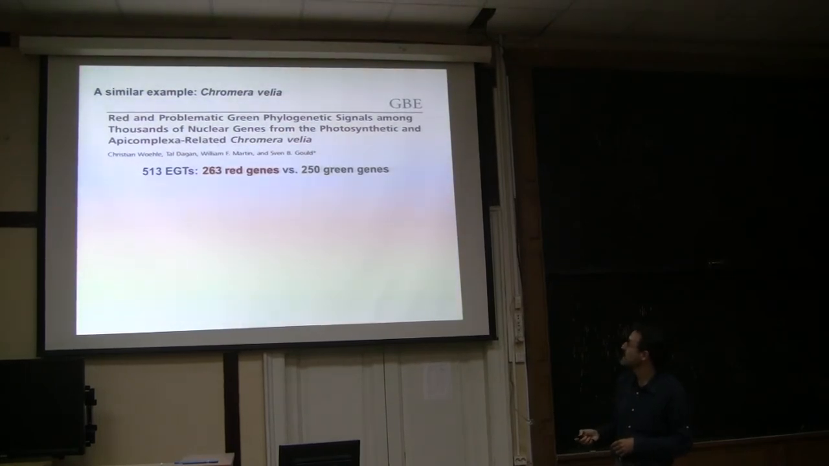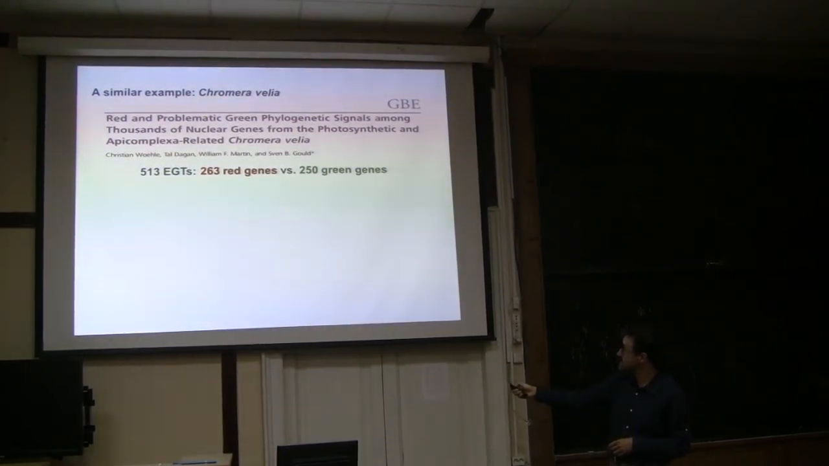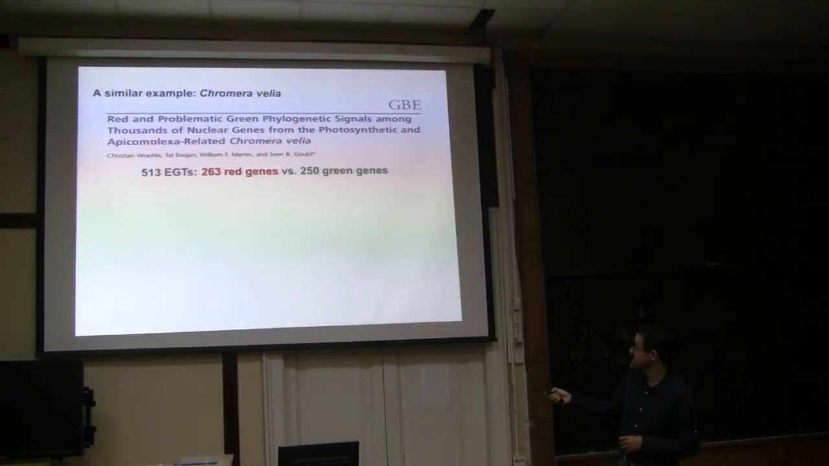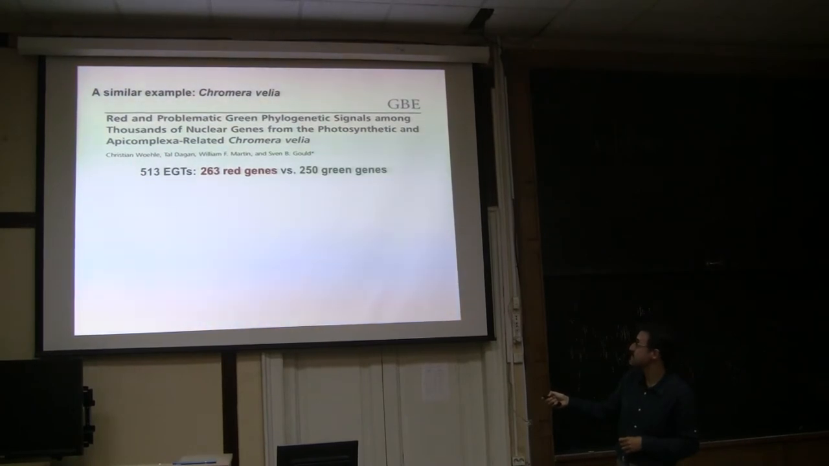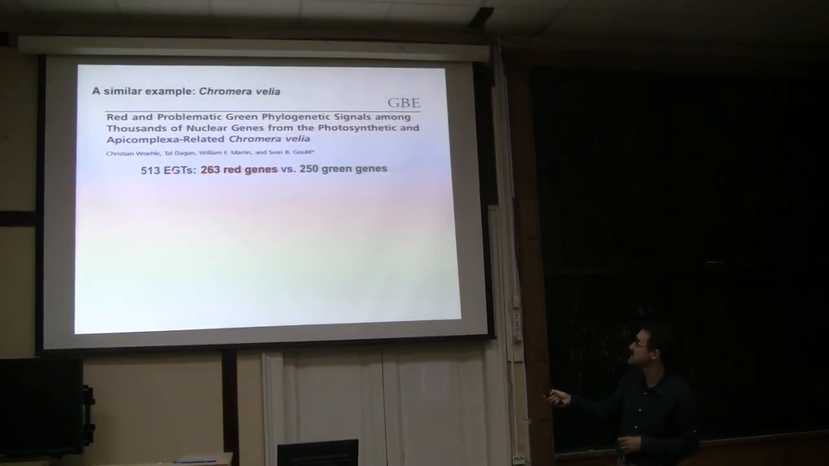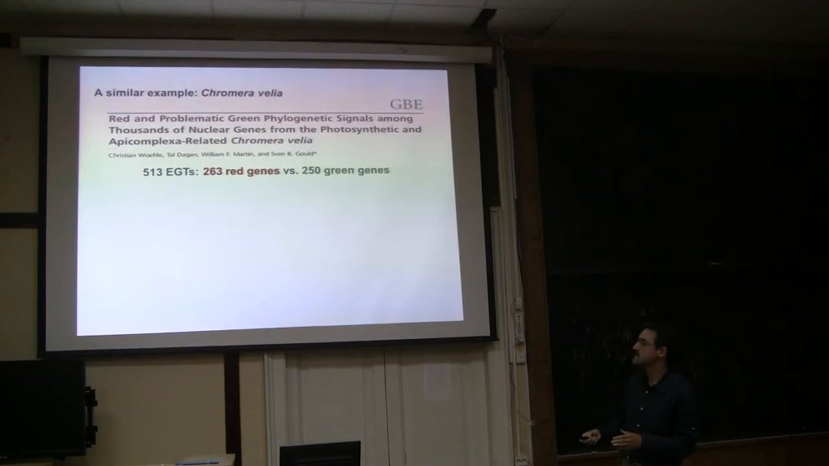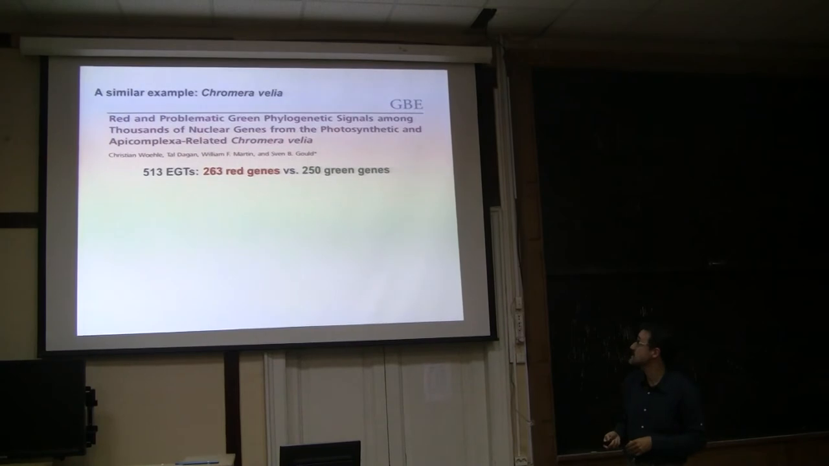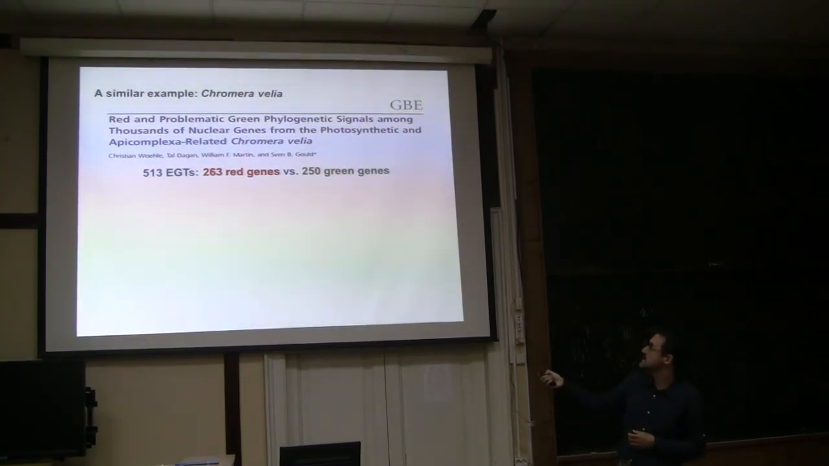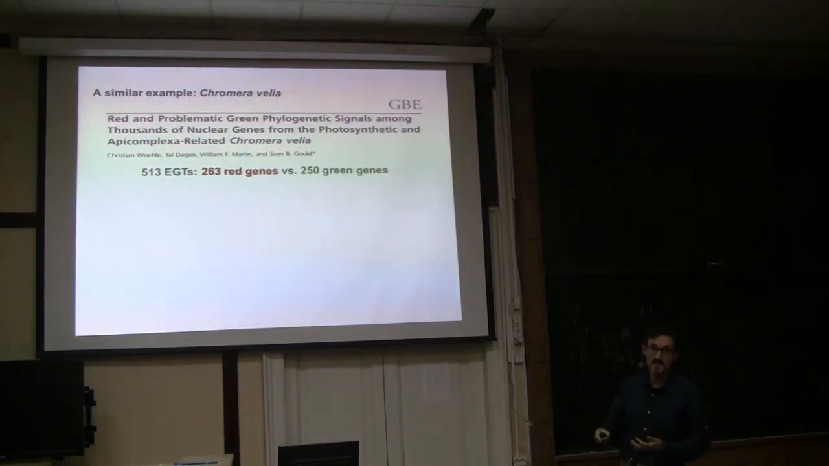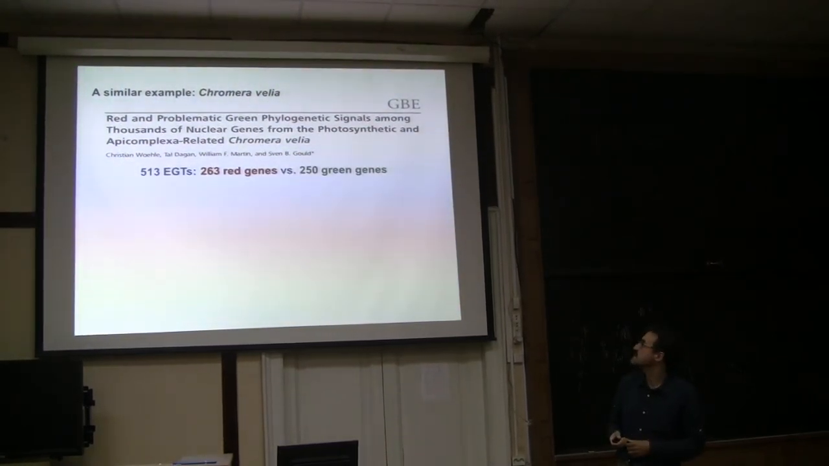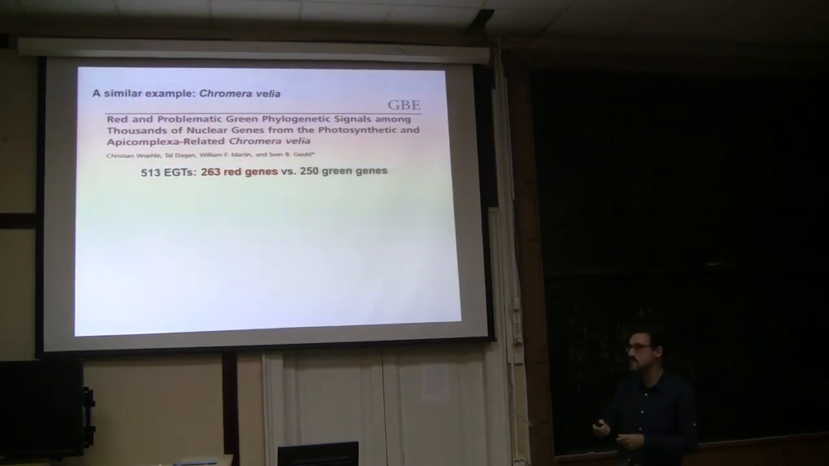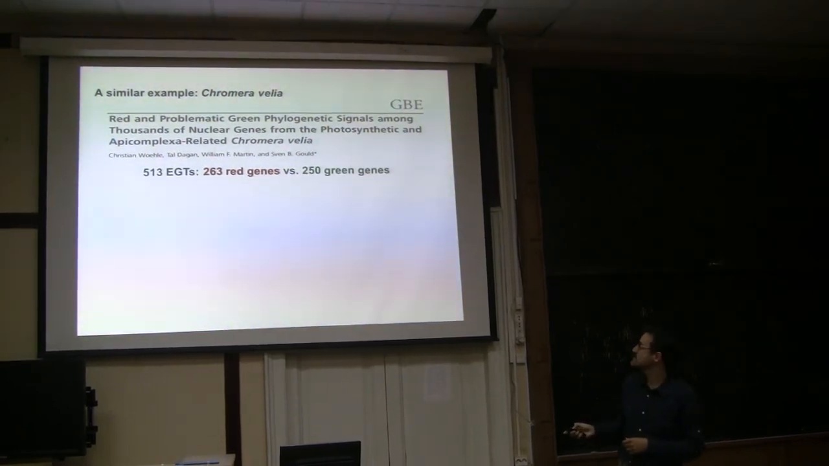in Chromera. But in this analysis, which was based on transcriptome data for this species, these authors detected about 500 endosymbiotic gene transfer cases, and about 50% of them of red algal origin and 50% of green algal origin. So once again, it was speculated that maybe this species in its past had a green algal plastid that was later replaced by a red algal plastid.